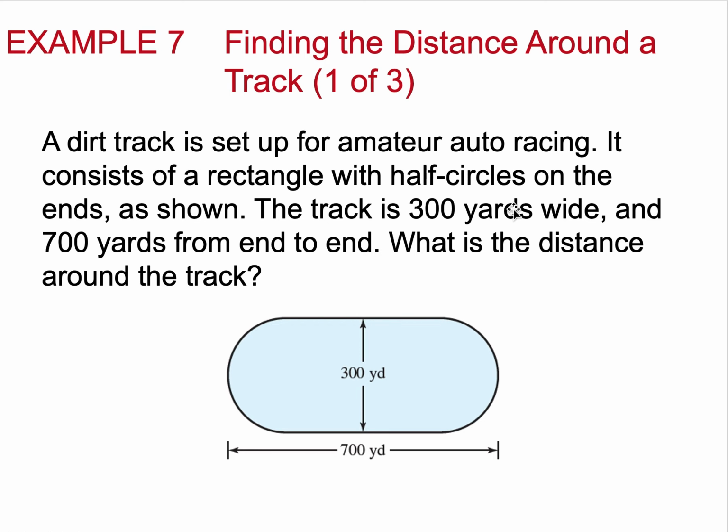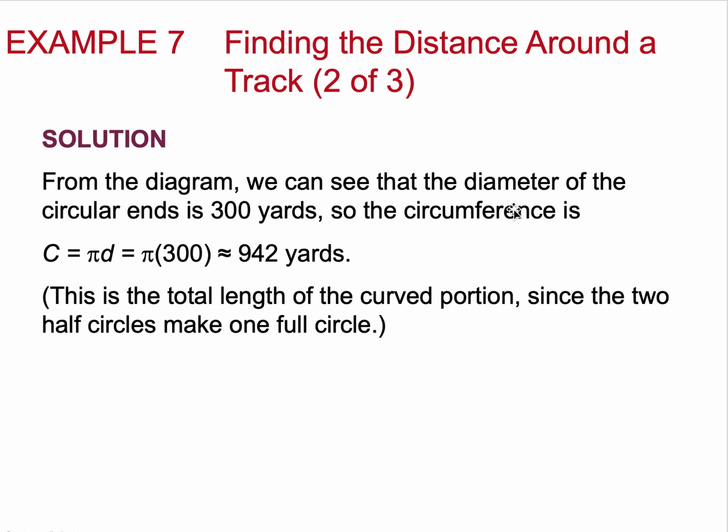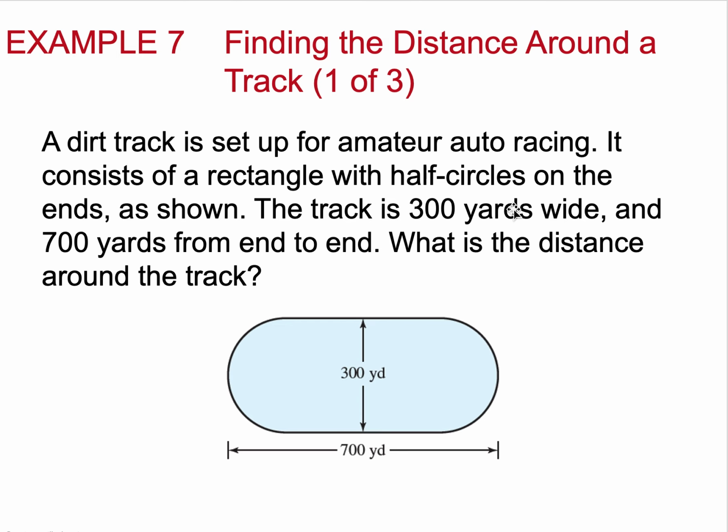So here's an example where we're finding the distance around a track. So in this track, I have 2 sections. I have a 300-yard width of the track, and then I also have 700 yards from front to back, basically, from that complete distance. From the diagram, I can see that the diameter of the circle is 300 yards. So the circumference is going to be pi times d, which is pi times 300, or 942 yards.